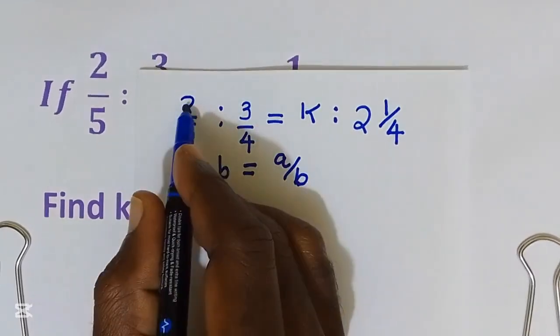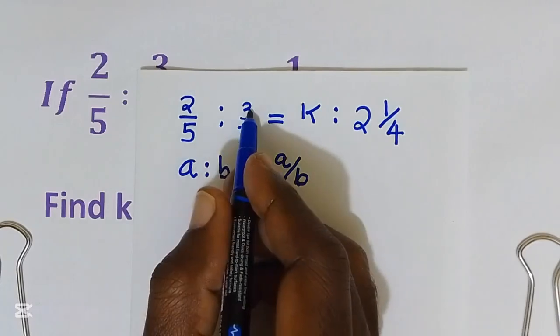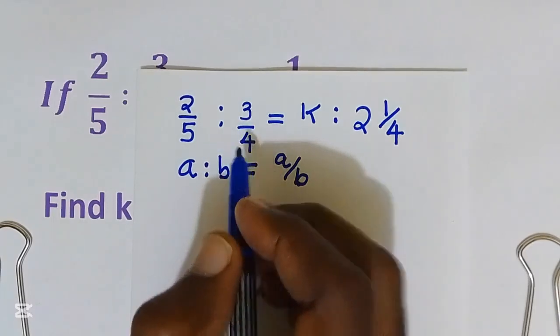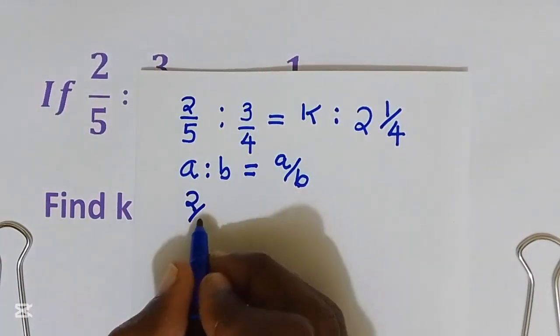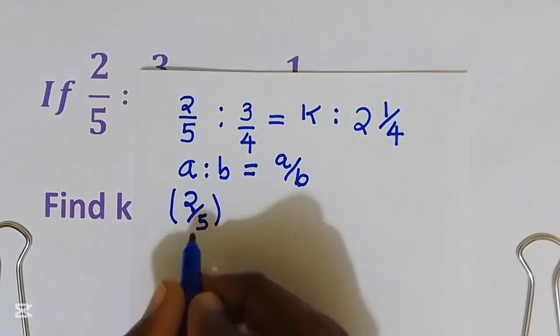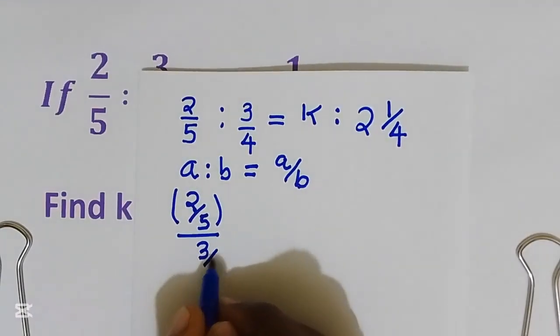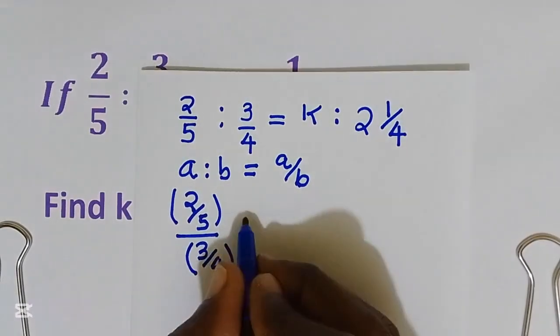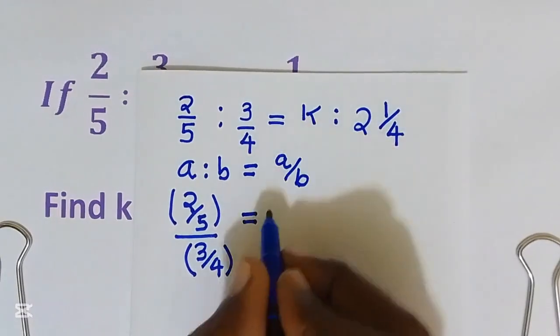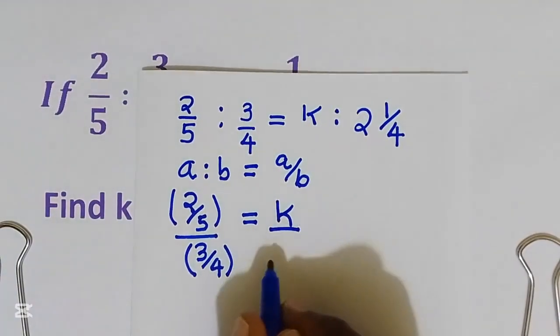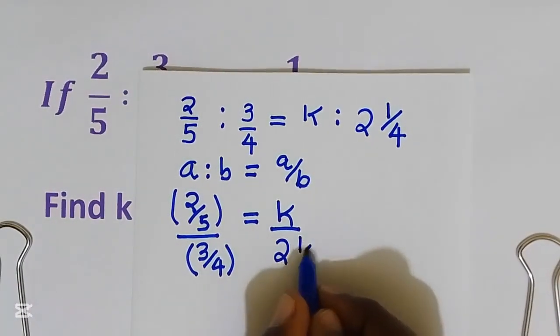So 2/5 ratio 3/4, this is the same as (2/5)/(3/4). This is equal to k over 2¼.